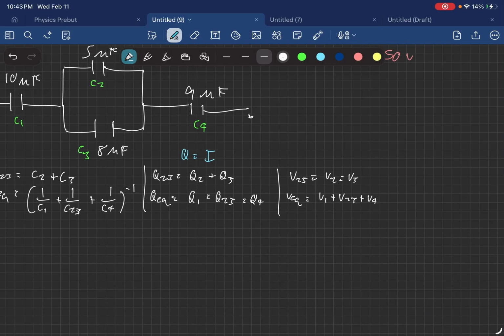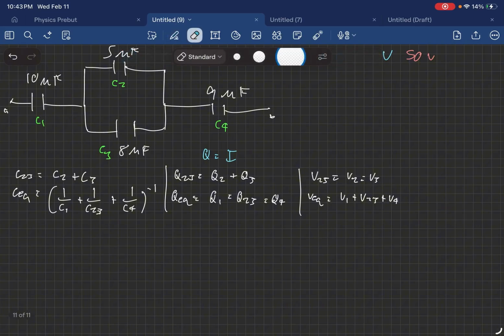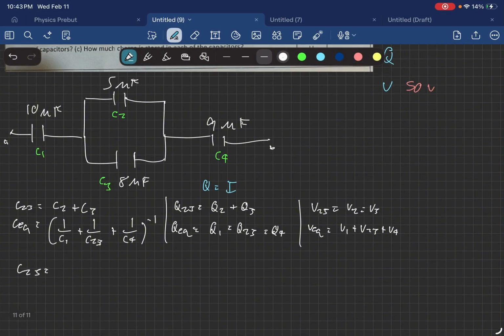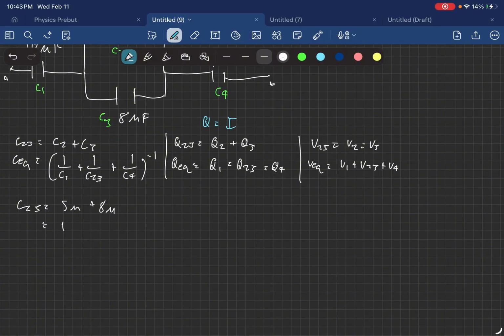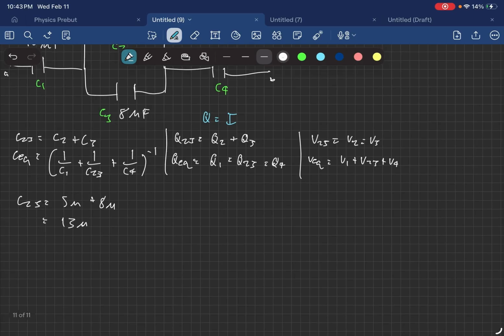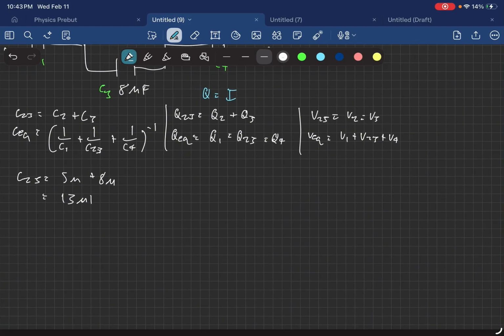And then let's solve. C23 is equal to C2 plus C3. You don't have to convert the micro yet if you're just combining them. If you're just combining the capacitance, you don't have to convert just yet. So C23 is equal to 13 microfarads.